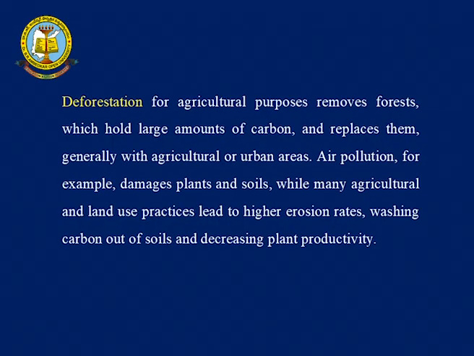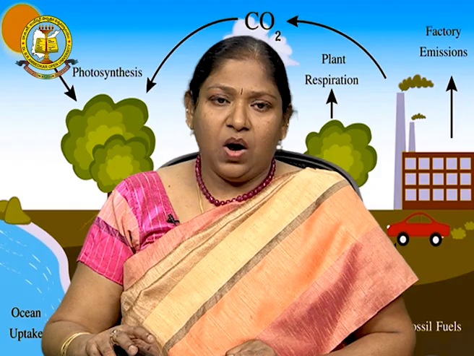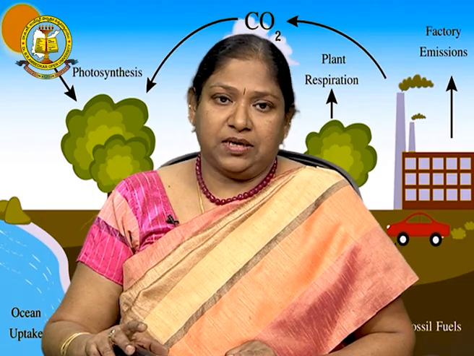Deforestation for agricultural purposes removes forests which hold large amounts of carbon and replaces them generally with agricultural or urban areas. Air pollution, for example, damages plants and soils, while many agricultural and land practices lead to higher erosion rates, washing carbon out of soils and decreasing plant productivity. Now, how important is the carbon cycle for mankind?